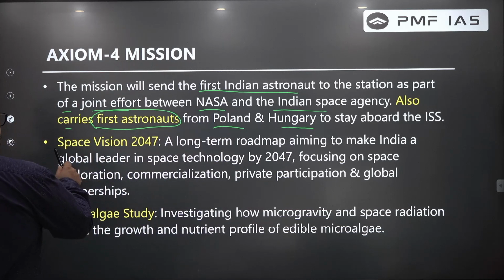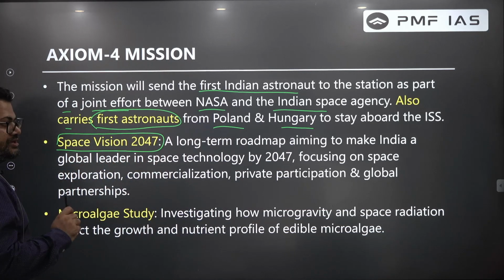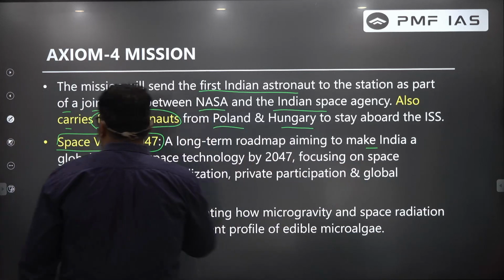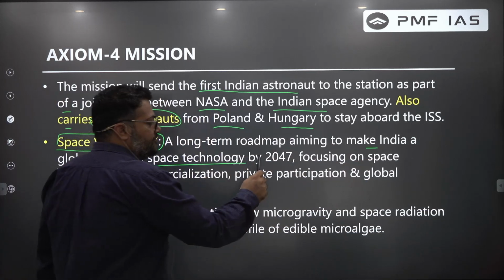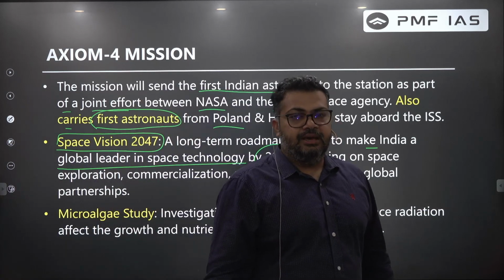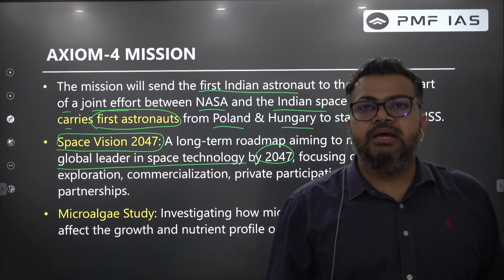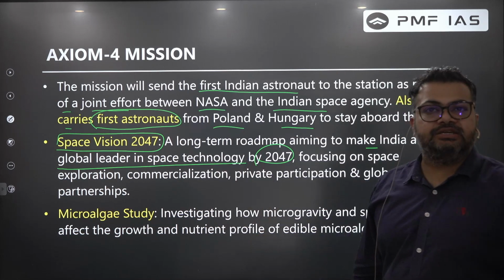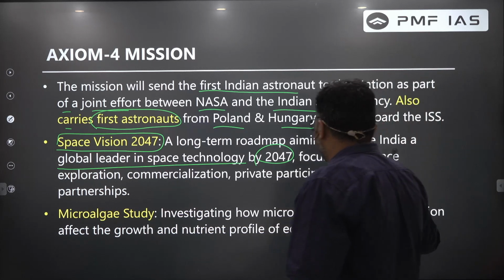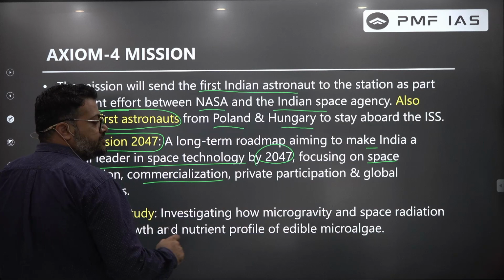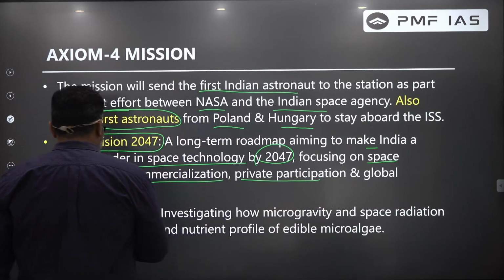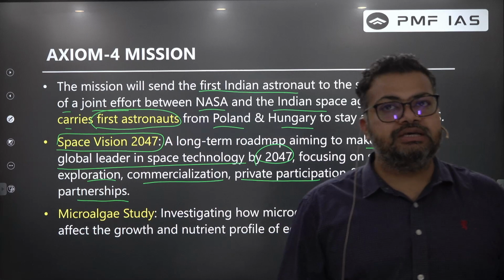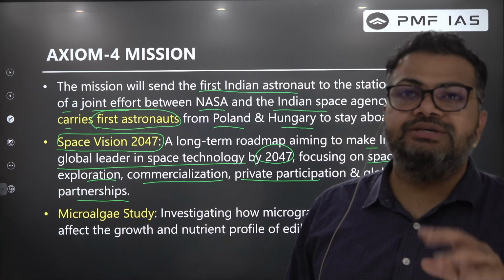The Space Vision of India 2047. This is the Space Vision of India 2047. It categorically focuses on making India a global leader in space technology by 2047. So by the time India turns 100, by the time we celebrate 100 years of independence, the Space Vision of India says that we want to become a global leader in space technology, focusing on space exploration, commercialization of space, private partnership and private participation, and global partnerships. These are going to be the 4 important areas where India is going to expand its ventures in space.